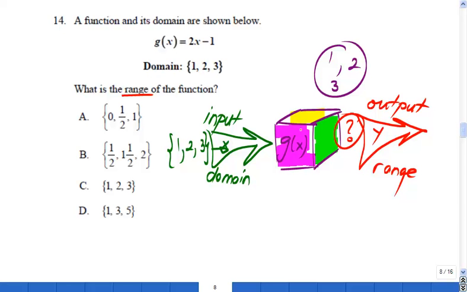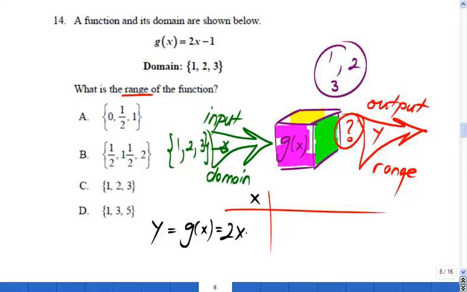What will be taken outside this function box? How can we find that? Well, there are many ways. Some of you remember the t-tables, right? T-table said I will have x and I will have y. I will give certain values to my x and y here, which in this case y is your g of x, right? You may say y equals g of x and equals what? What is the function? 2x minus 1.